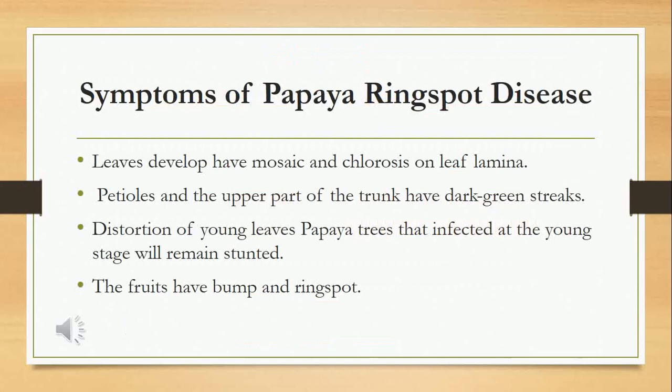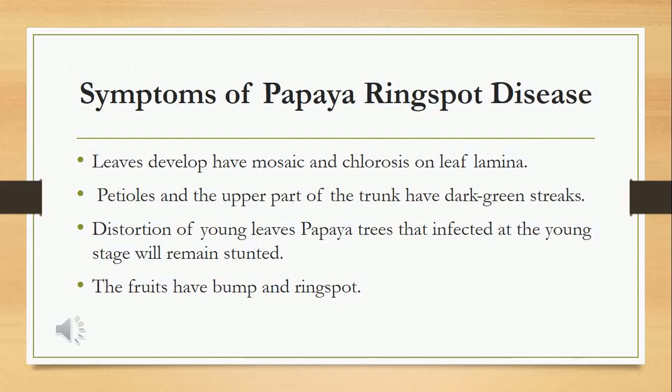How to detect papaya ringspot disease in the farm? We can observe the symptoms, right? So here are some of the symptoms of papaya ringspot disease we can observe in our farm. Firstly, we can observe the tree leaf. When the papaya tree leaf develops mosaic and chlorosis on its leaf lamina, it could be a symptom of papaya ringspot disease. Besides the leaf lamina, we can also observe the petioles and the upper part of the tree trunk.